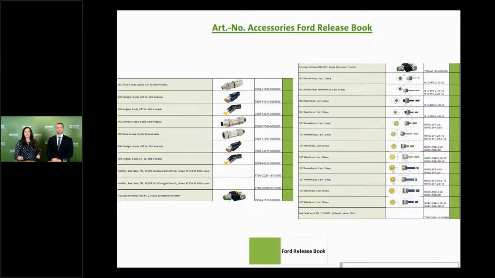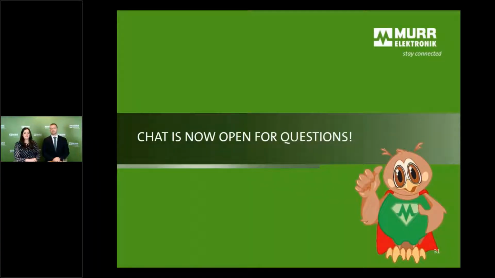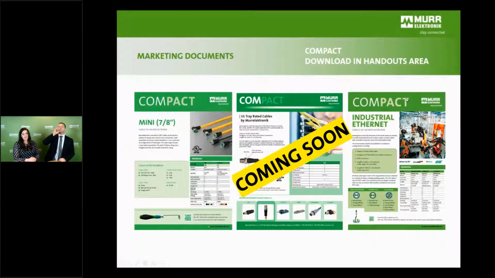Okay, sounds good. Okay, you guys, so now is your time to ask any questions. Go ahead and type those into the chat. We will be here for a little bit longer, and we can get to those. But first, I just want to give you an overview of the marketing info we have. I mentioned the Mini A, so the 7/8 inch compact and the industrial Ethernet compact are now available, and we will very soon have a compact for the sensor actuator cables available in German and English or whatever language you may need. That's coming very soon.